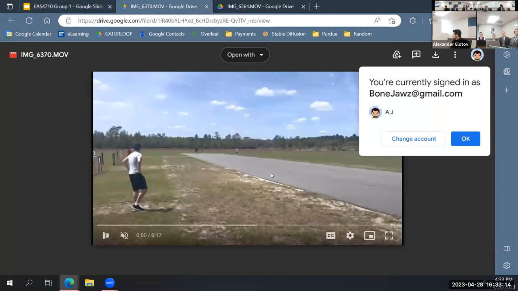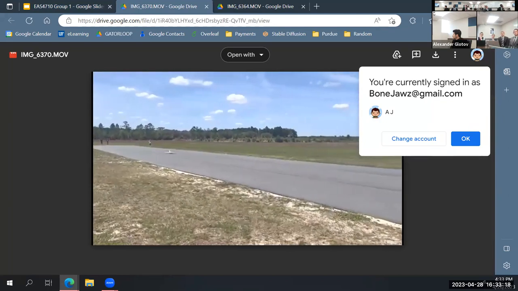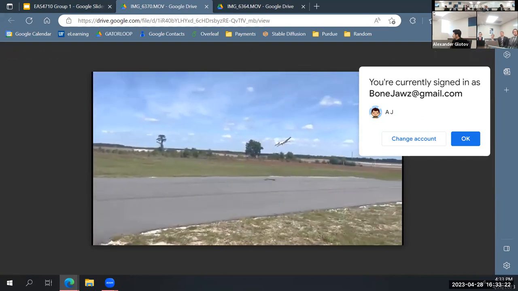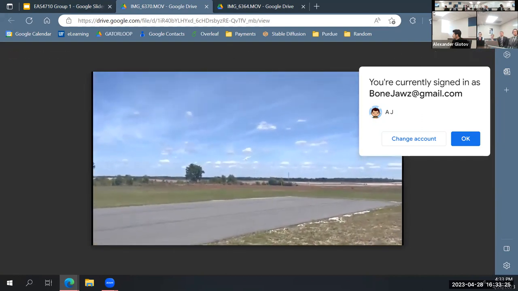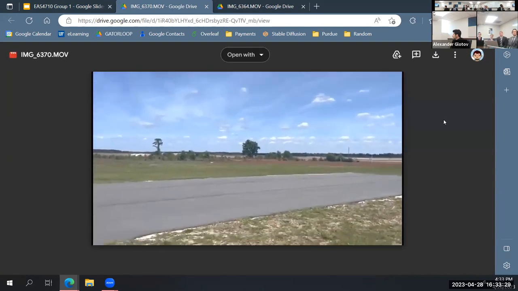If we want to play the next video. Here you can see another takeoff on the same day where we had enough weight to fix the CG issue. But then again, we did not have enough thrust. As you see right here, when I start turning downwind, I just didn't have enough thrust to keep it up in the air. So I had to ditch it in the grass.